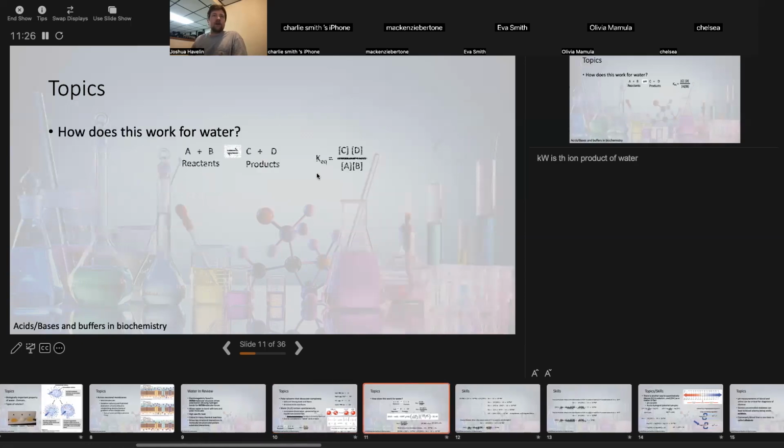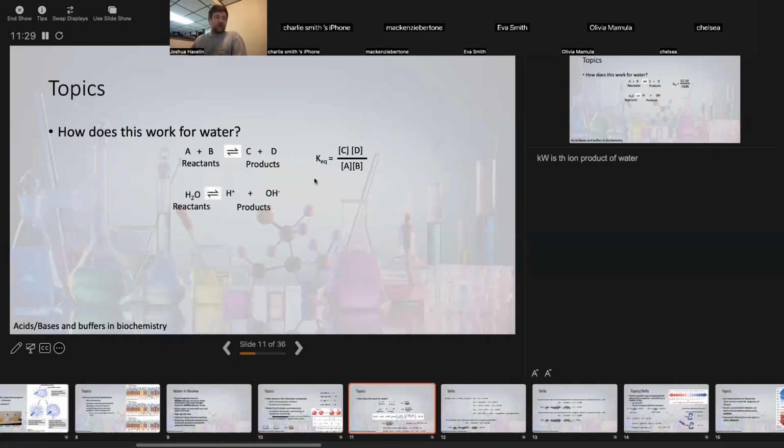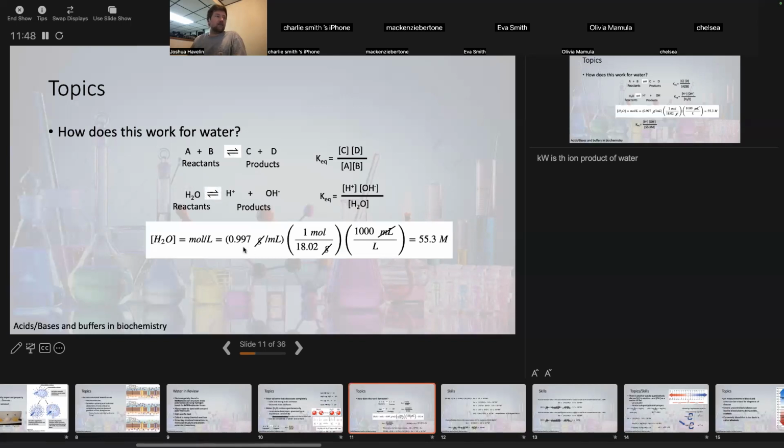Okay. So I'll spare all the walkthrough for all this. But in order to calculate the Keq for the spontaneous dissociation of water, we would set up our chemical equation the same way as anything else. We have our reactants, water, our products, H+ and OH-. We can do the concentration of H+ times OH- over water. And if we include a little bit of extra information, the molar concentration of water in water is 55.3 moles per liter. So in 1 liter of water, there are 55.3 moles. So that's going to be our denominator.